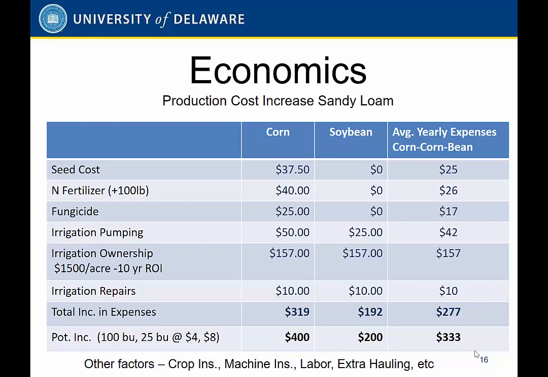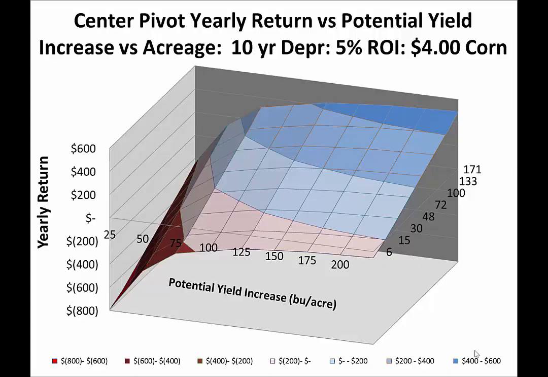Okay. And finally, if we look at a loam soil, where we've only got a potential yield increase of 75 bushels of corn and 20 bushels of soybeans, you're going to lose about $20 a year over a 10-year period by irrigating. Factor in all those costs of what it costs for labor to run it, maintenance, repairs, fuel, etc. How many people were expecting to see, hey, sometimes you're going to lose money by irrigating? Okay, good.